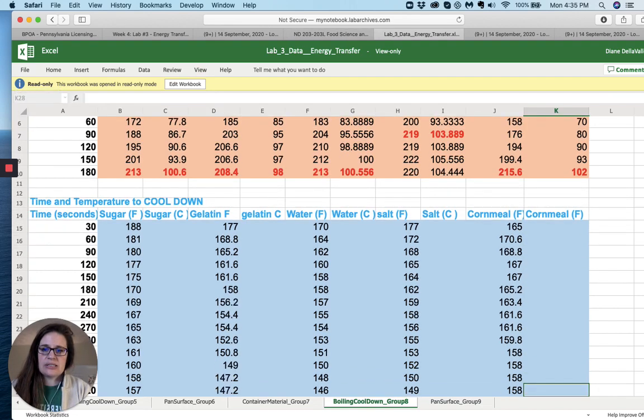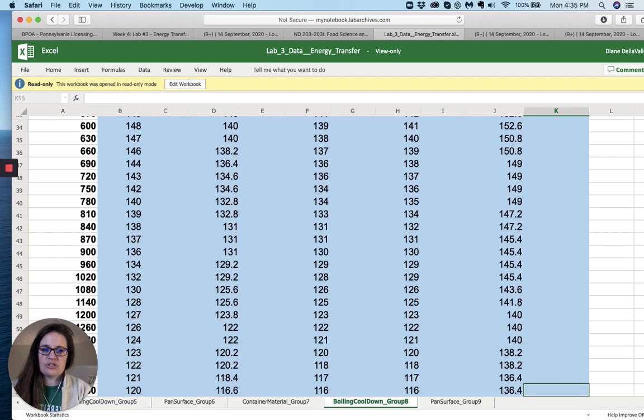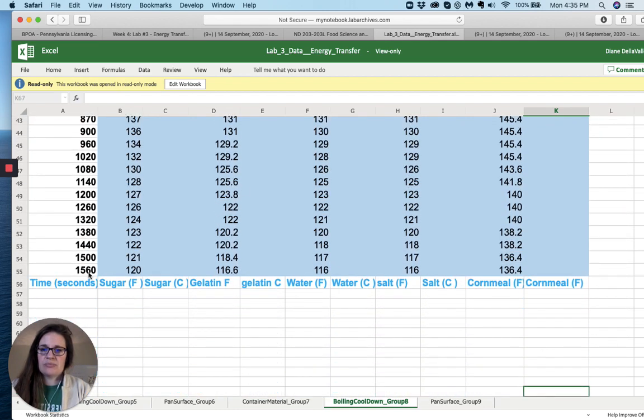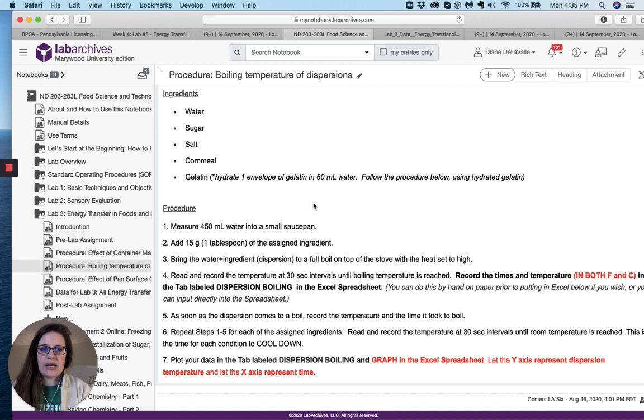So again, as you can see, for the time it took for the solutions to cool down, I'm limiting you here to 1,560 seconds. Just a few notes: my house is slightly cooler than room temperature. When I looked at the thermostat while I was doing this experiment, it was 69 degrees. My ceiling fans were going, so slightly cooler than room temperature, which is normally 72 degrees. All right, so everything is there for you to complete this data analysis.